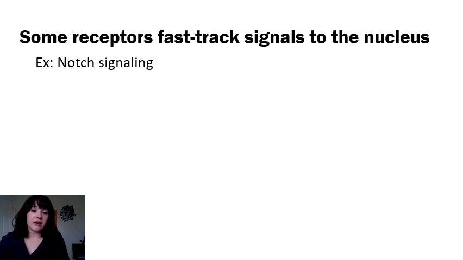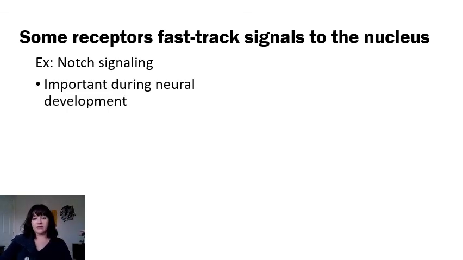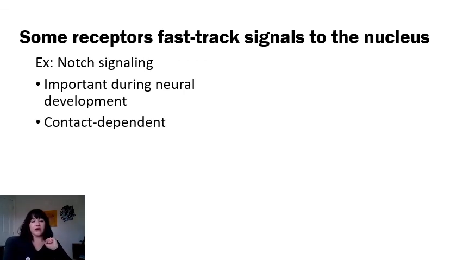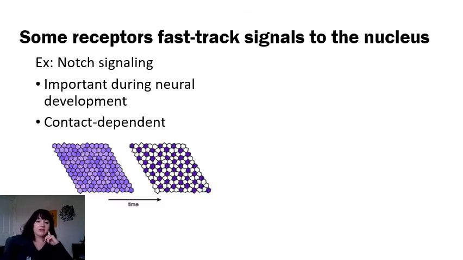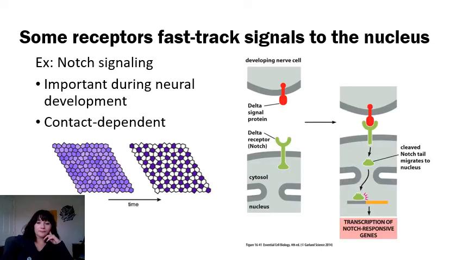Now, let's talk about some cell contact mediated signaling, right? So one example is Notch signaling. This is a great example of signaling that is contact dependent. This is important during neural development. What we can see here is we've got a tissue of cells, and over time they're maturing into two different types, but you can see there's a pattern, right? It's very evenly spaced out, these two different cell types. And this is mediated by contact-dependent signaling.